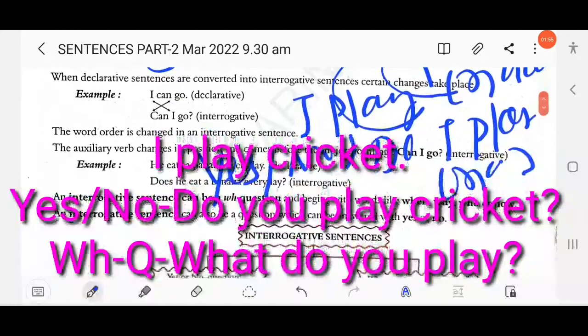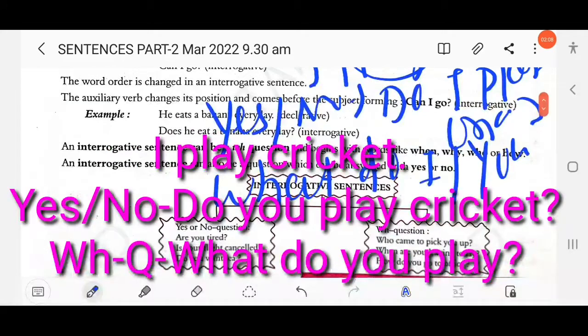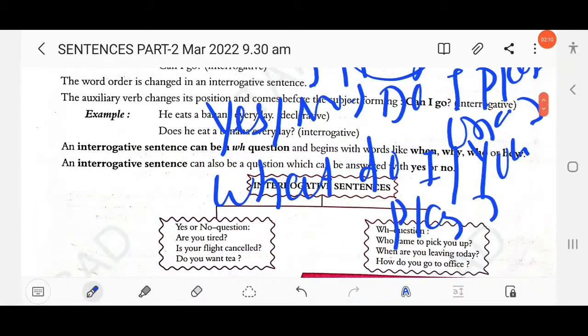Now you have to change it into a WH question. So you have to use WH words: What do you play, or what do I play? Here you can also change the pronoun. What do you play? Clear? In this way we can change the declarative sentence into yes/no as well as WH questions. Clear?